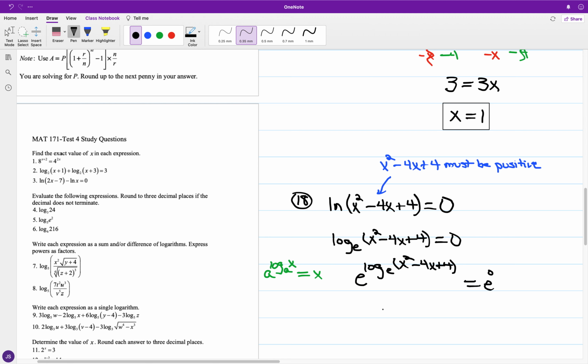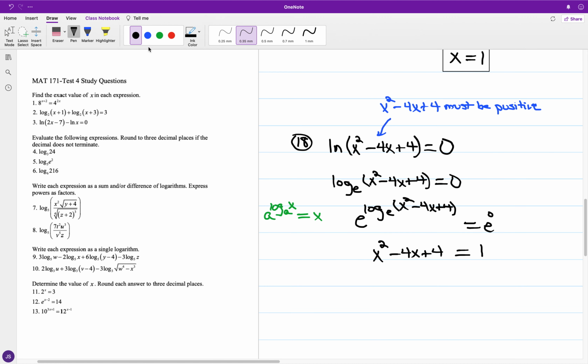And so on the left we have x squared minus 4x plus 4 is equal to, now we have e, which is a number a little bit higher than 2.718, and a non-zero number to the 0 power is equal to 1. And so we have a quadratic equation, and if I take 1 away from both sides, I'm going to have this quadratic equation in standard form. So we have x squared minus 4x plus 3 is equal to 0.